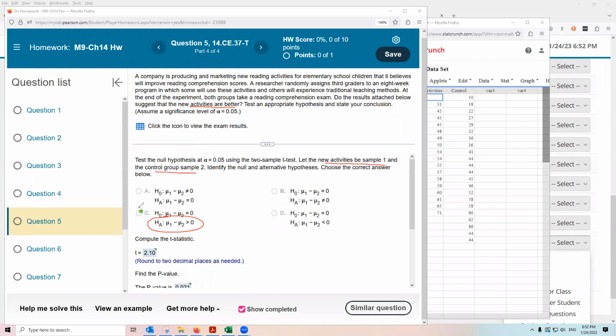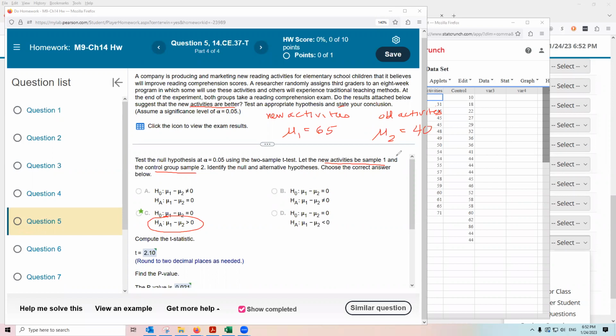Let me give you an example. Let's say the new activities are better. Well, then mu1, I'm just going to make up a score. Mu1 might be a score like 65. The old activities would have to have a mean less than that. So mu2, I'm just going to make something up. I'm going to say 40.